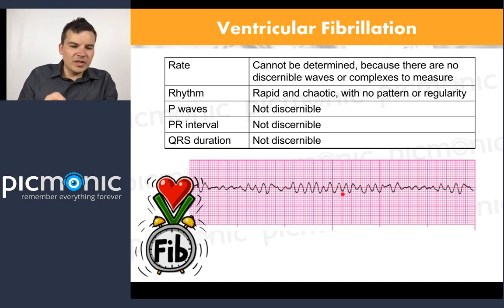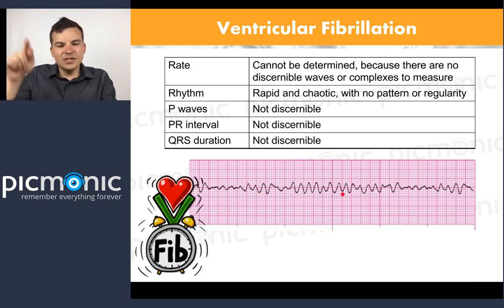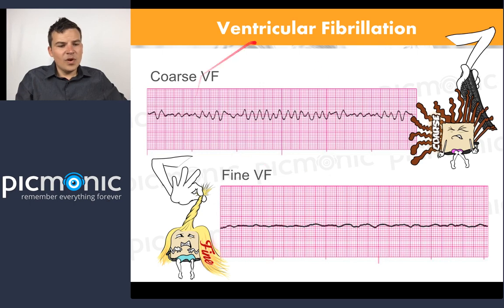Atrial fibrillation is just going to be little tiny deflections above, because those are P waves which go above the isometric line. This is going above and below, but not in giant, beautiful waves. And it's very chaotic. There's no pattern. That's ventricular fibrillation. Now, there's a difference. One of the things we sometimes call this is coarse VFib, which is what I just showed you.